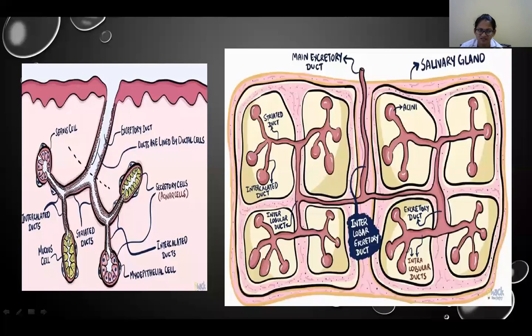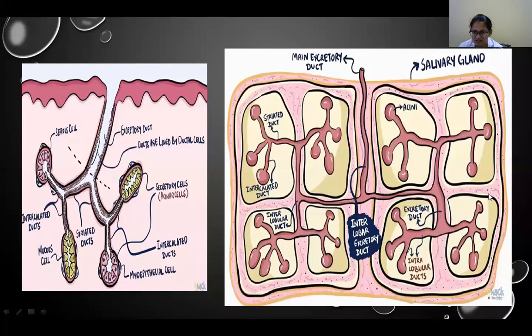From the acinar cells to the intercalated duct, from the intercalated duct to the striated duct, from the striated duct to the main excretory duct, and from the excretory duct it is expelled onto the surface. This is about the ductal system. See, on the basement membrane of the serous cells and also on the intercalated ducts, you are going to see one important type of cell. Those cells are called myoepithelial cells. Later, we will discuss the myoepithelial cells.